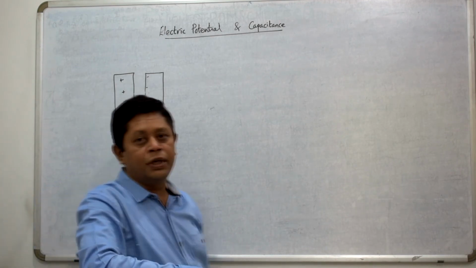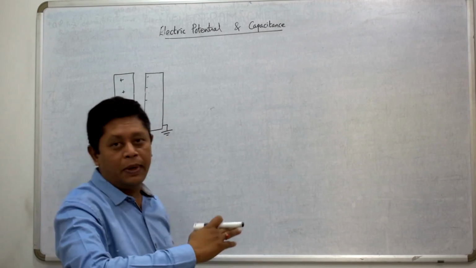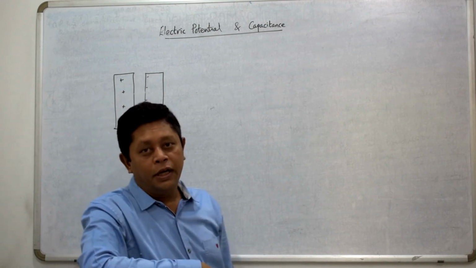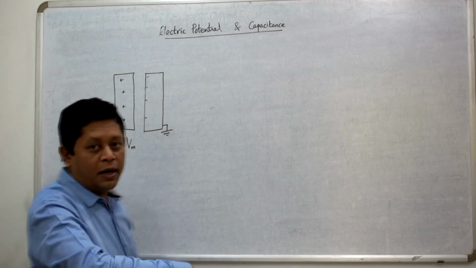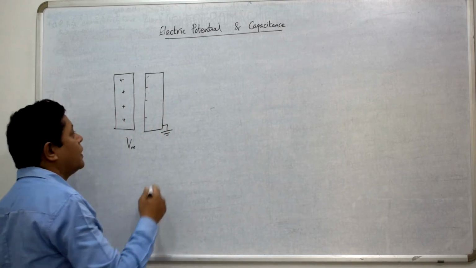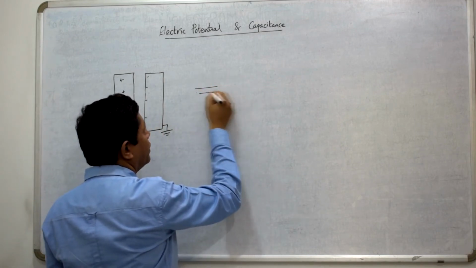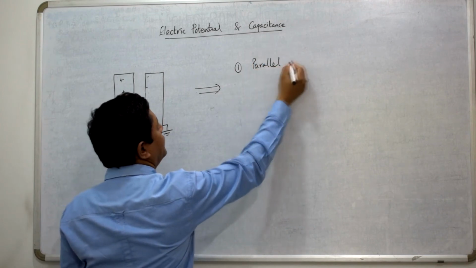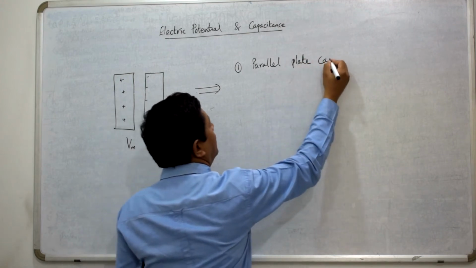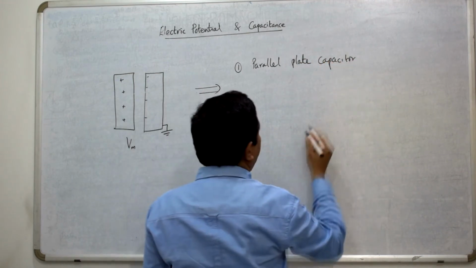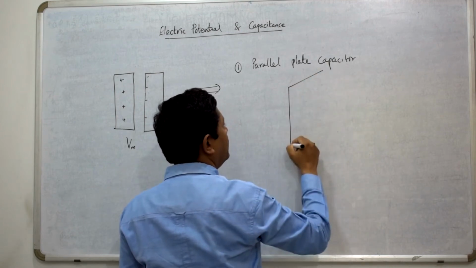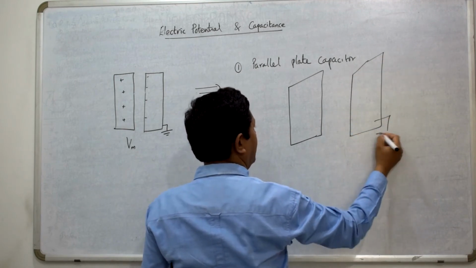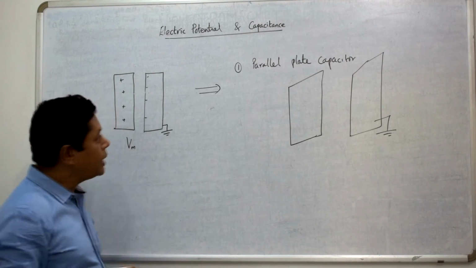So instead of using a single conductor, if two conductors are placed closer to each other and one of them is grounded, then the capacity of that conductor increases, and this is called a parallel plate capacitor. Or if you make different shapes of the plates, then accordingly you can make different types of capacitors. One is the parallel plate capacitor, which consists of two metal plates parallel to each other and separated by a certain distance. One of them is grounded. This is a parallel plate capacitor.